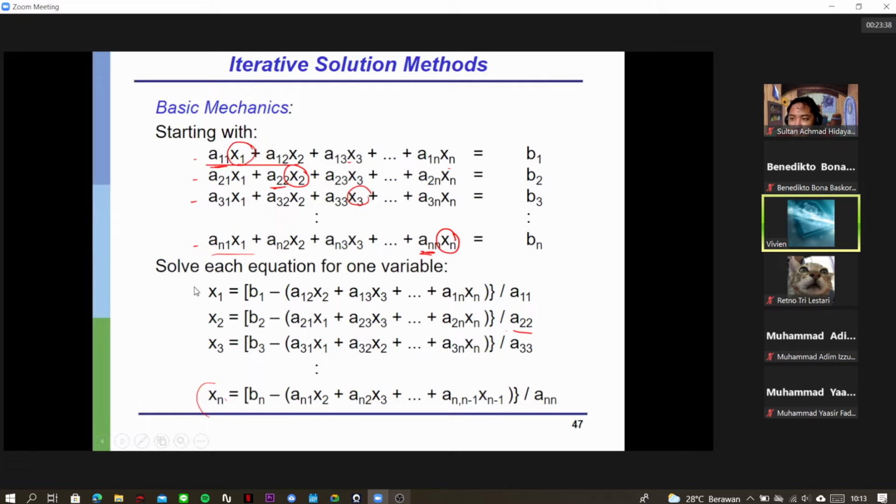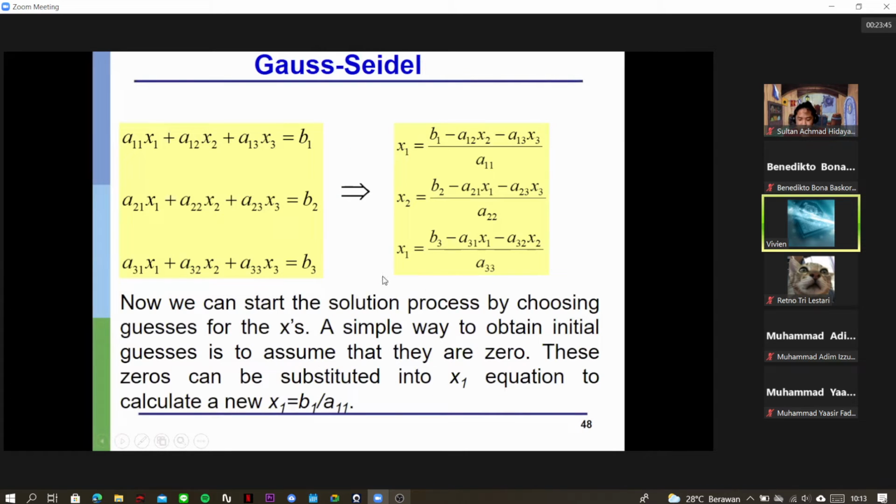So once we have these equations, what we can do next is just calculate these equations. Because this is an iterative method, we will now see the Gauss-Seidel method, which is the first method that we discussed.